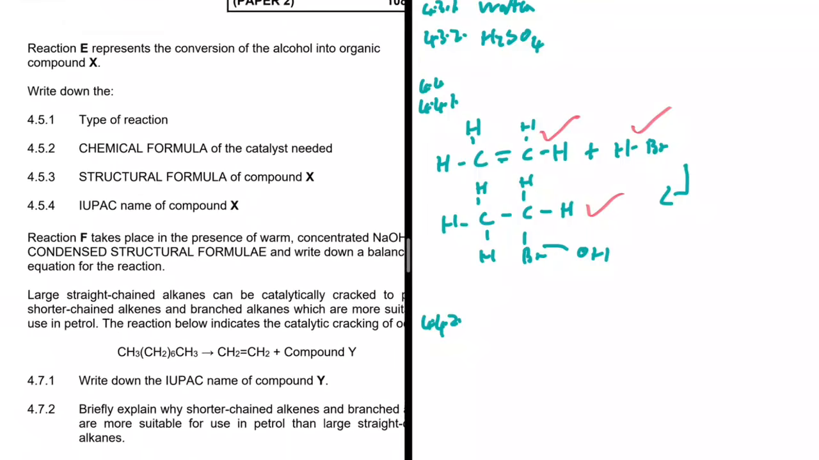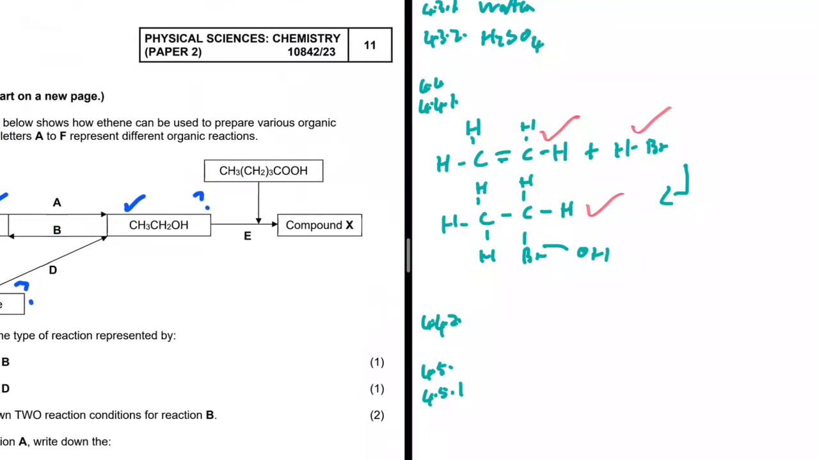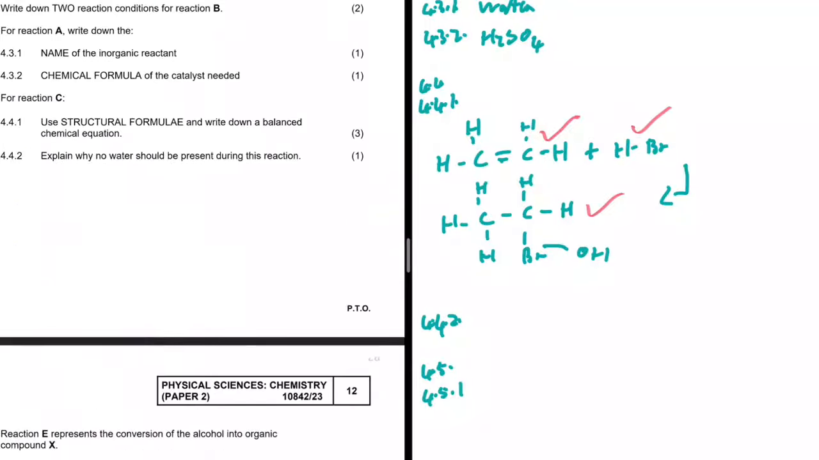4.5, let's go ahead and take a look. So we are now concentrating on reaction E. Okay, let's see what the first question says. Type of reaction. Okay, so reaction E represents the conversion of the alcohol into organic compound X. So we start with an alcohol, as we can clearly see, and then we add what looks like an acid to get compound X. So something should come to mind when we talk about alcohol plus acid. This is clearly an esterification. So the answer to 4.5.1 is esterification.